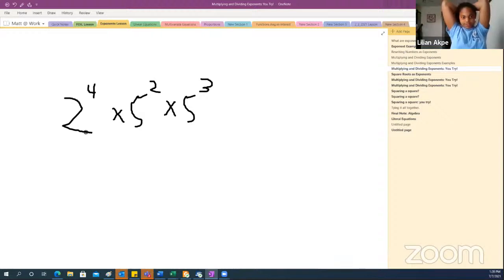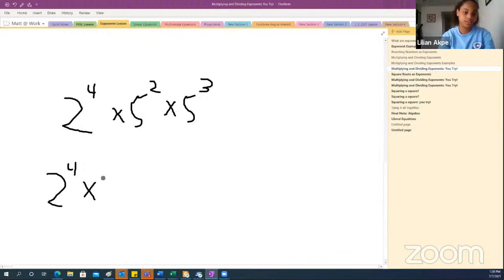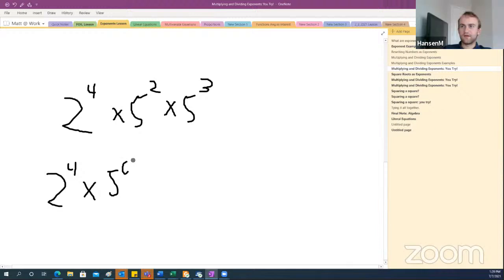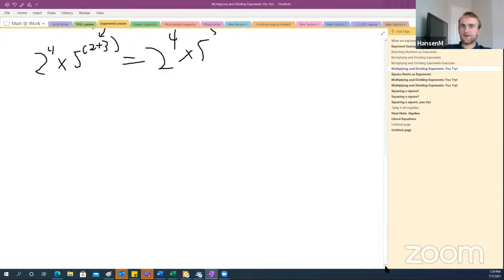The 5 to the second, the 5 to the third. Exactly right. Yeah. So what would we do there? 2 to the fourth times 5 to the fifth. Exactly. She got the answer right, 5 to the fifth. And what she did is she added the exponents for each of the 5 terms. So she took the 5 to the 2, she took that 2, added that to the 3 on the 5 to the 3. The final answer, 2 to the 4th times 5 to the 5th. So she's got it, but I'm going to go ahead and give them one more.